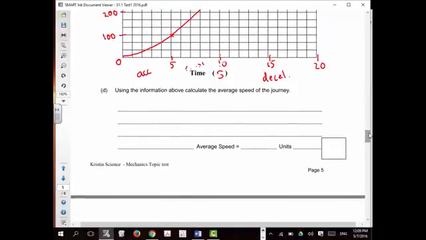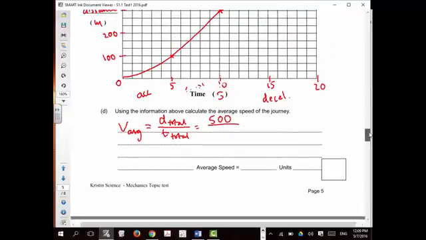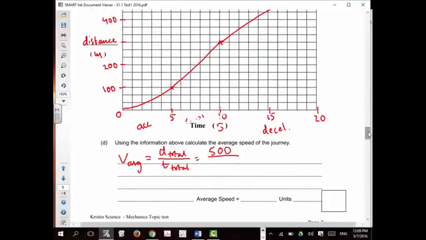Okay, then it says, using the information above, calculate the average speed of the journey. Okay, so v average is always equal to d total over t total. And d total here was 500. And the total time that's passed was 20 seconds. So 500 over 20 is 25 meters per second.